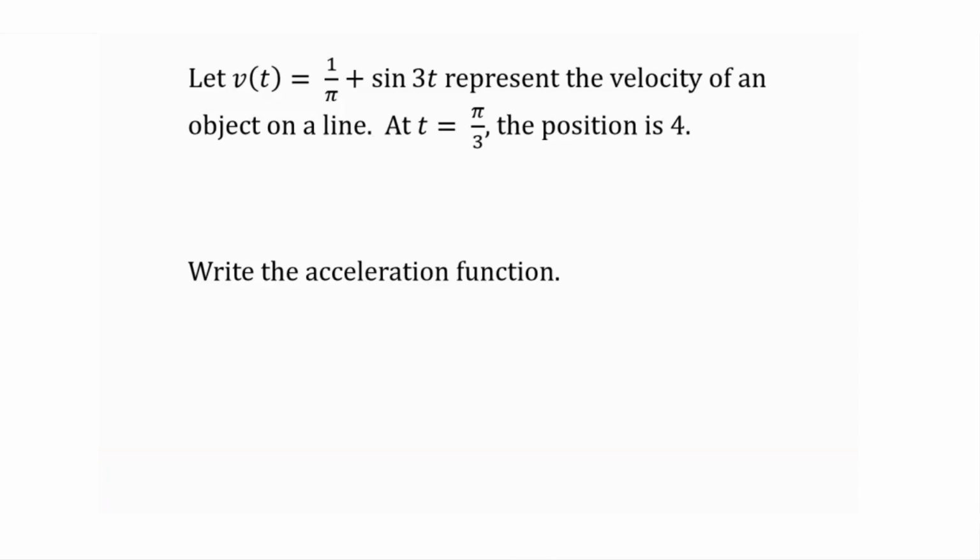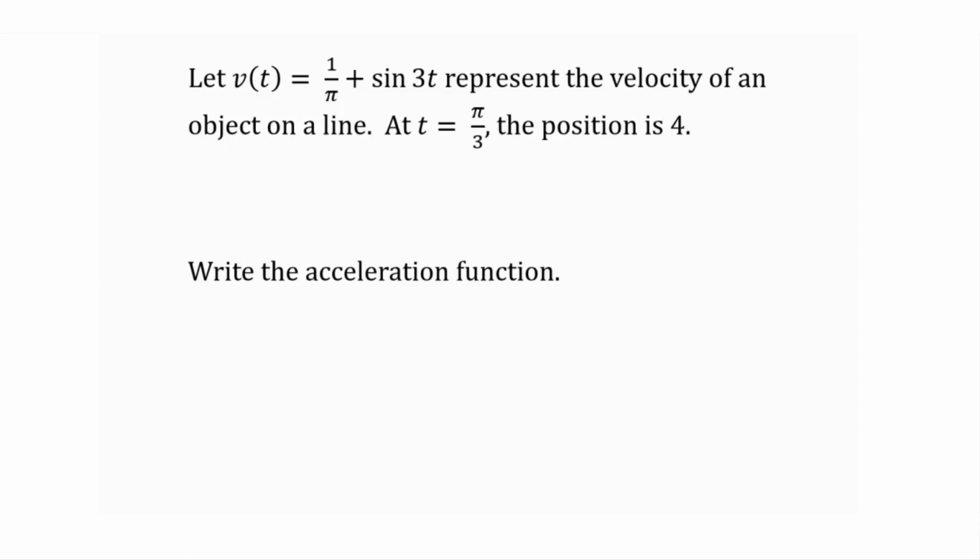In this video, I'm going to go over a common type of AP Calculus position, velocity, acceleration problem. In this case, we're going to let v of t equal 1 over pi plus sine 3t represent the velocity of an object on a line. At t equal pi over 3, the position is 4. So in the first part of the problem, we're going to write the acceleration function.